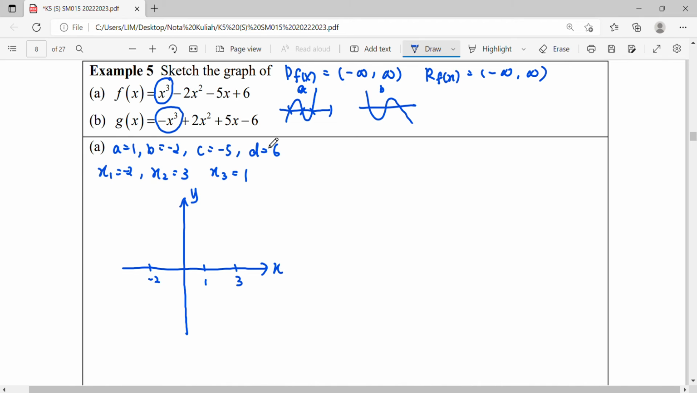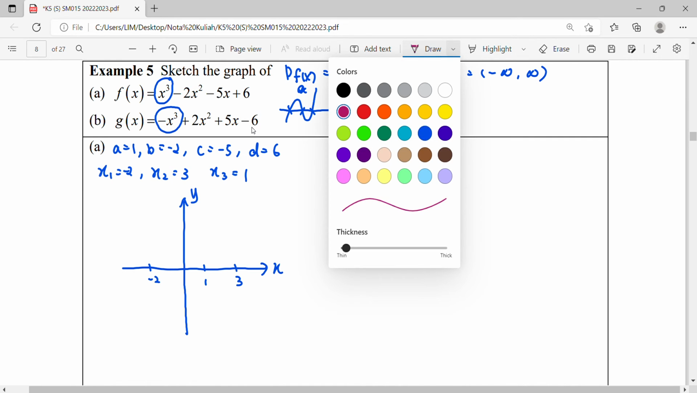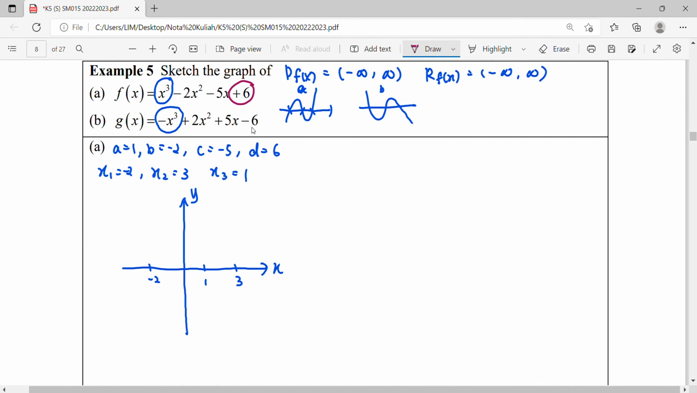Alright. Then we see the intersection when x is 0. Our y-intercept here is 6. So you must intersect your y-axis at the positive part. Don't overcurve it, go down, then intersect here, it will be wrong already. Okay, so intersection at value of 6, so at the positive part here.